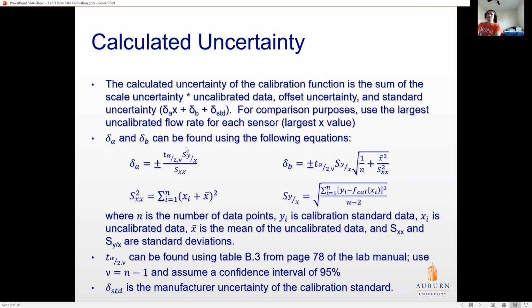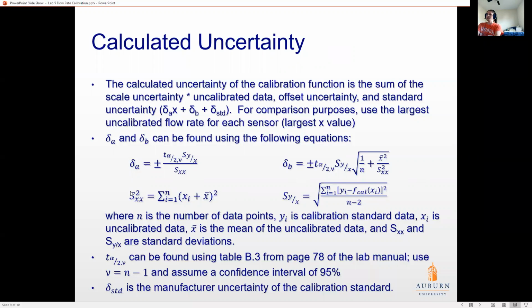Then you'll also see these SYX and SXX numbers. These are standard deviations. Notice that your SXX is squared here and not in there, but it is squared there, so just pay attention. It's a sum across all your data points.